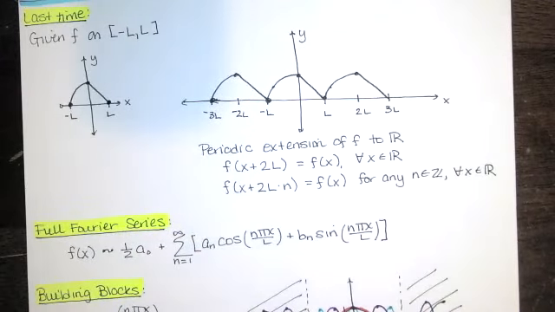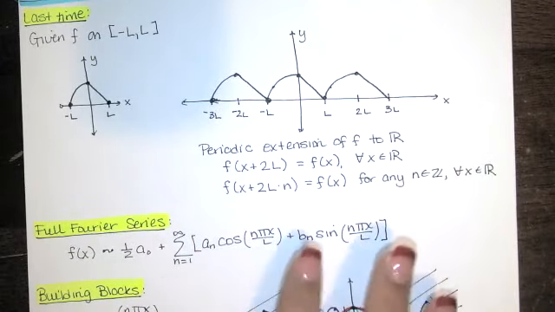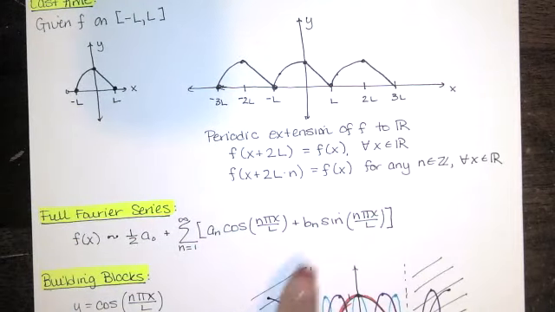But let's talk about even and odd functions first. And then we will talk about the Fourier sine series, and then we'll do an example. You are probably already familiar with even and odd functions, probably seen them in a pre-calculus class. We say that f is even if f of x is equal to f of negative x.